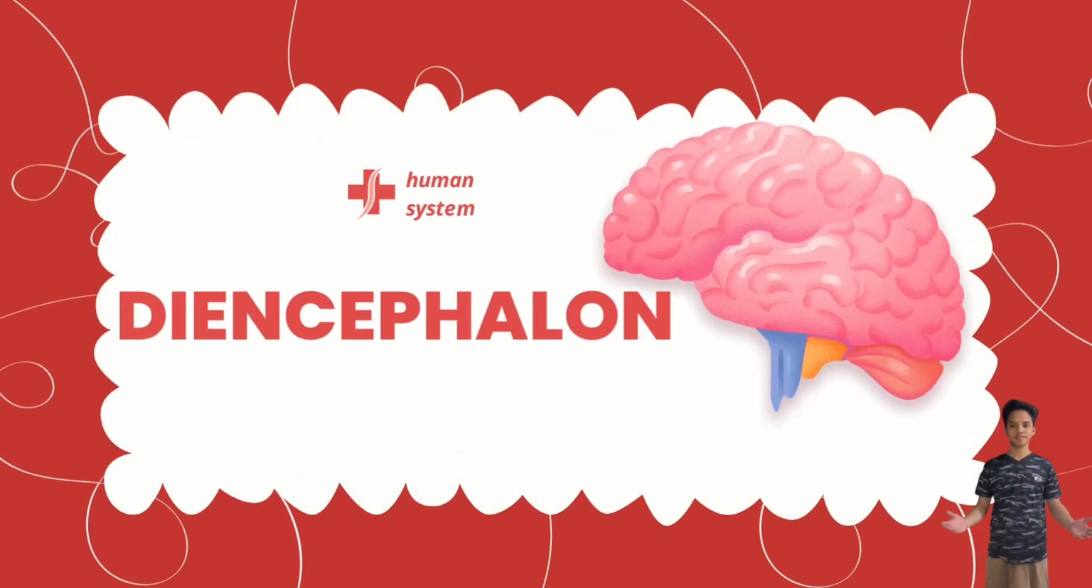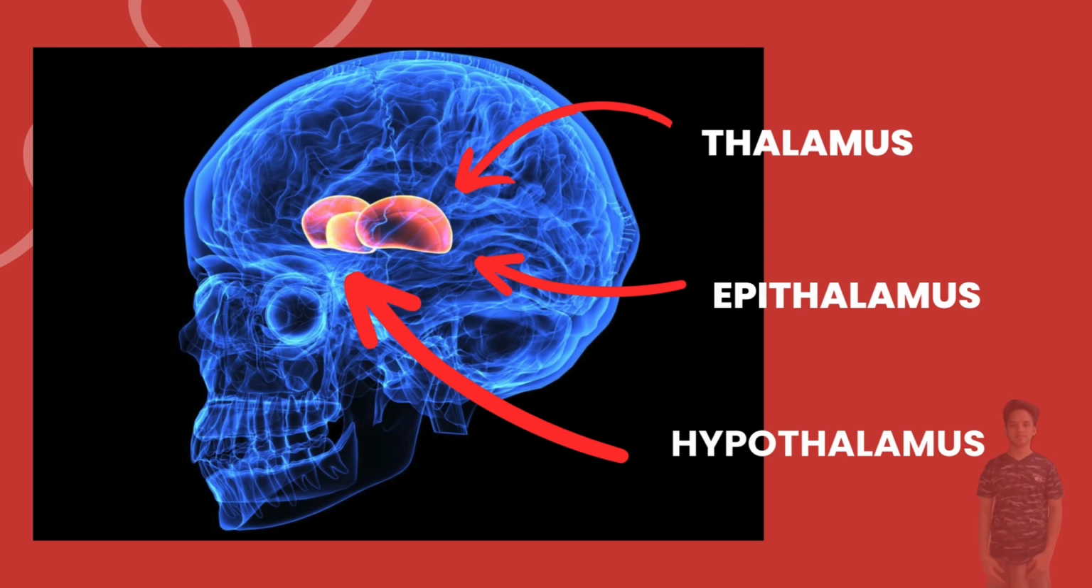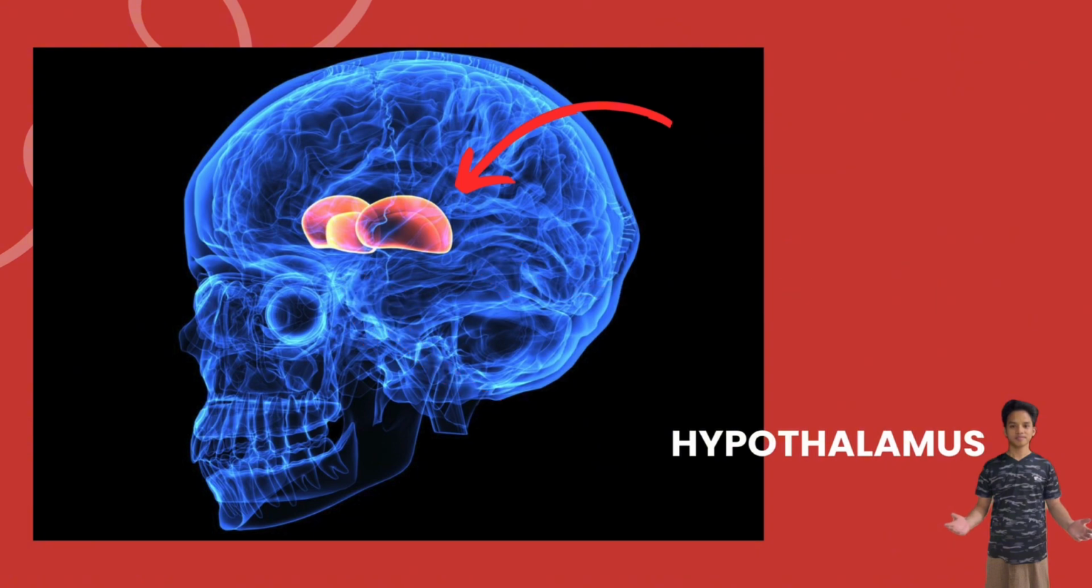Hi guys, in this video we are going to be presenting about the diencephalon. Diencephalon is centrally located and is nearly surrounded by the cerebral hemispheres. This diencephalon includes three parts, which are thalamus, hypothalamus and also epithalamus. So without further ado, we will go through these three parts.